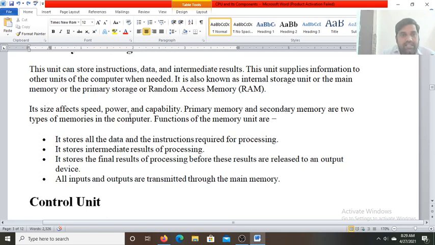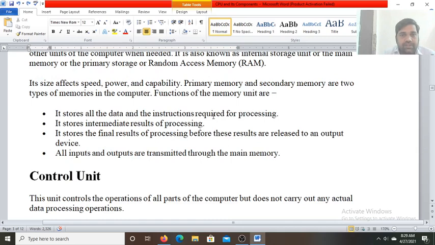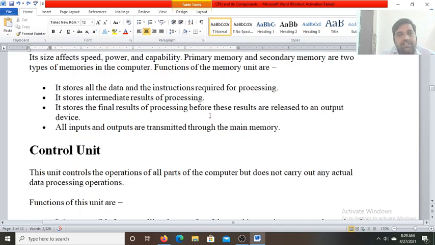The bigger the size, the more the speed will decrease. Primary memory and secondary memory are two types of memories in computers. So the functions of the memory unit. What are their functions? Why do we use this memory unit? The memory unit stores all the data and the instructions required for processing. Second, it stores the intermediate results of processing.